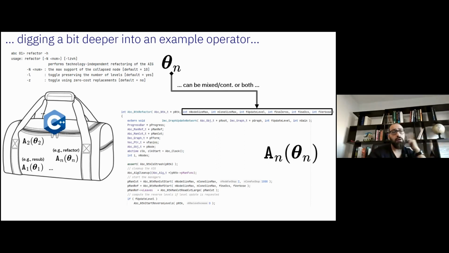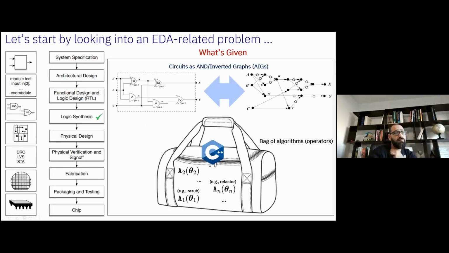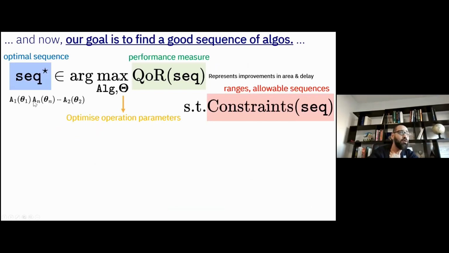So now we are here. We have this AIG graph, we have this bag of algorithms, and my goal is to find the sequence of those operations I can execute on the graph. So what to pick: A1, A2, A3, and so on. And also their hyperparameters, like the node size, the cone size, etc., in order to maximize a performance measure, which we call QoR, quality of results.